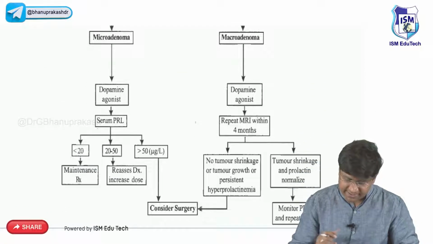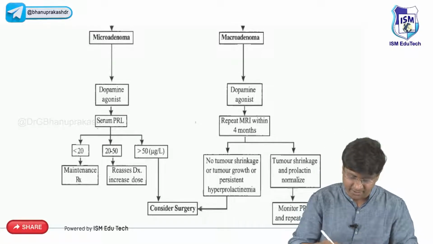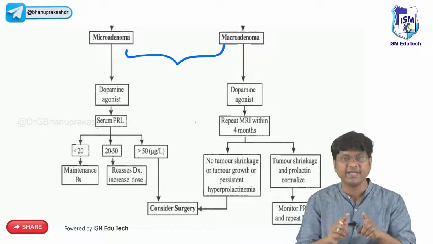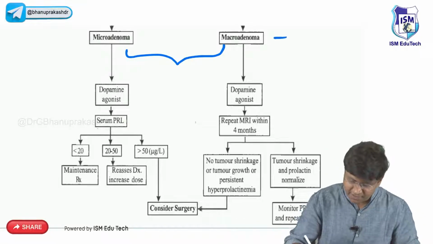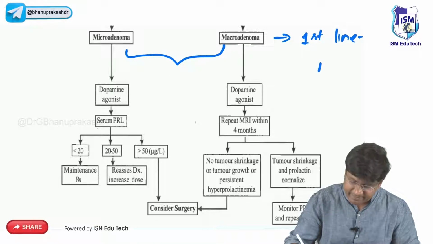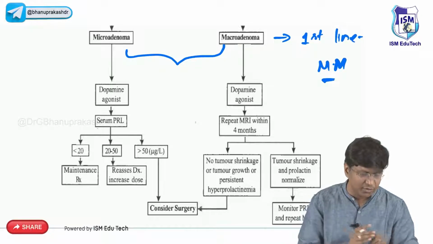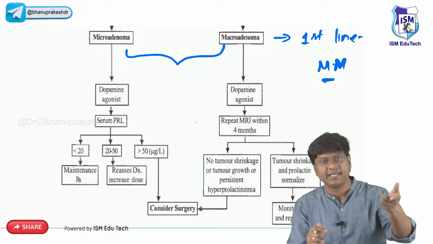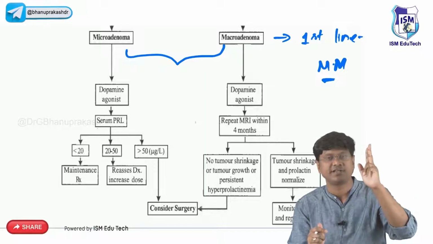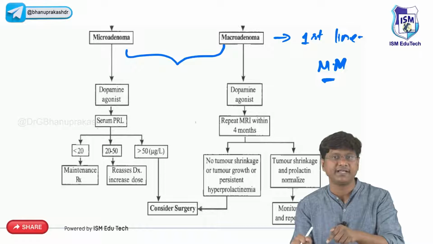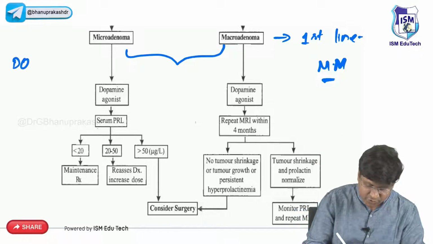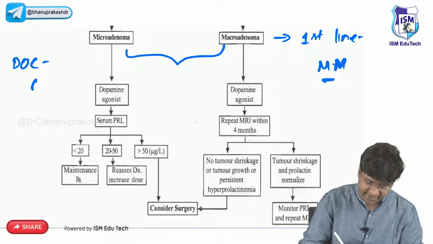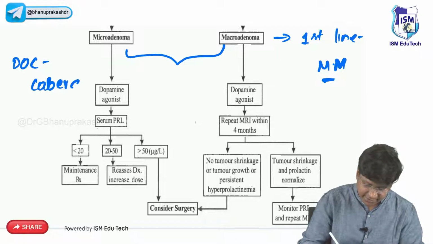Now, how do you treat these patients with hyperprolactinemia? Whether it is microadenoma or macroadenoma, the first line treatment will be medical management. It is not like acromegaly, where the first line treatment is pituitary resection. Here, the first line management will be medical management. And the drug of choice will be cabergoline.